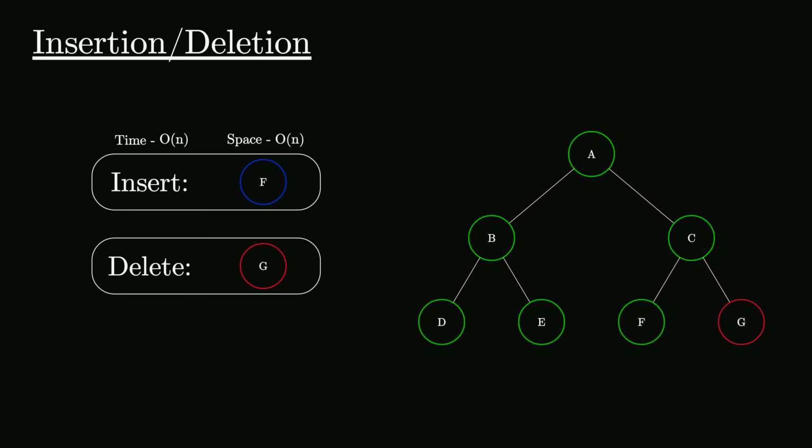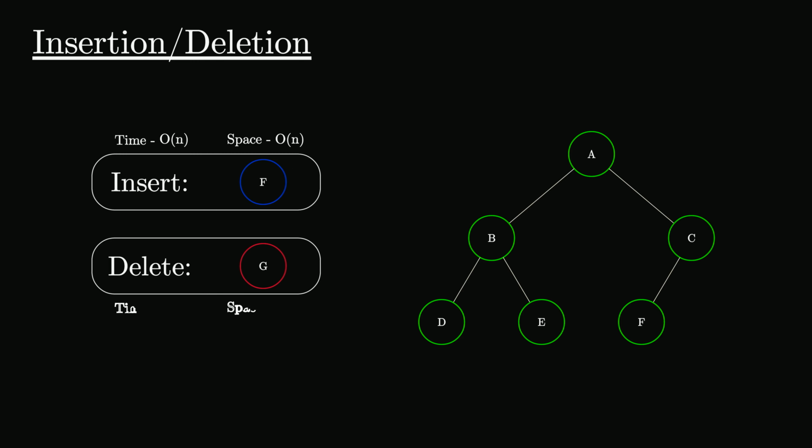Again, we have to iterate through the binary tree until we find node G is either the left or right child of a node. Once we reach node C, we can determine that its right node is the node that we are looking for. Simply remove the reference to the node by reassigning the right node pointer to null. Now, node G is deleted.